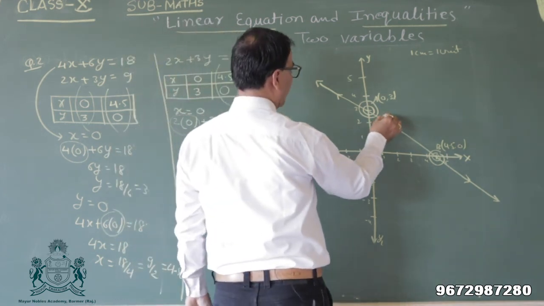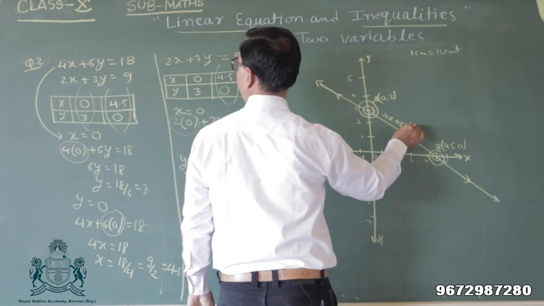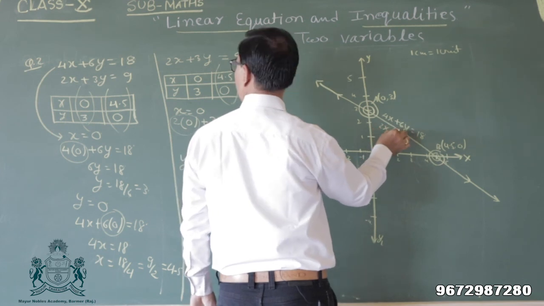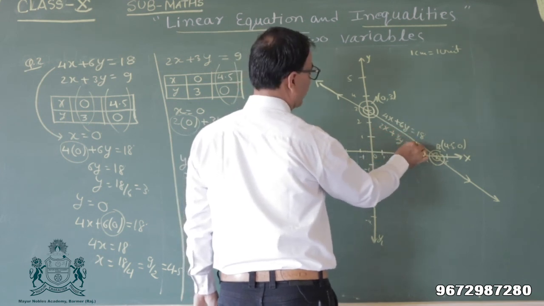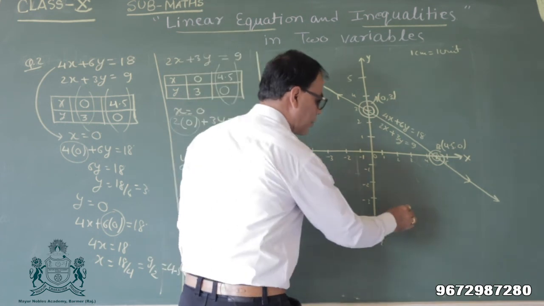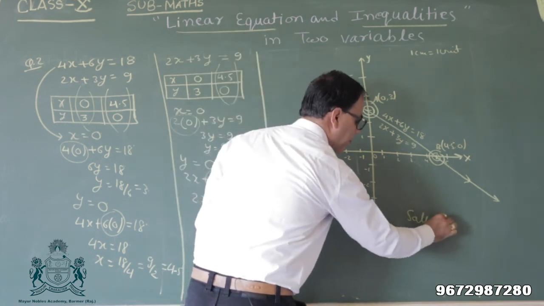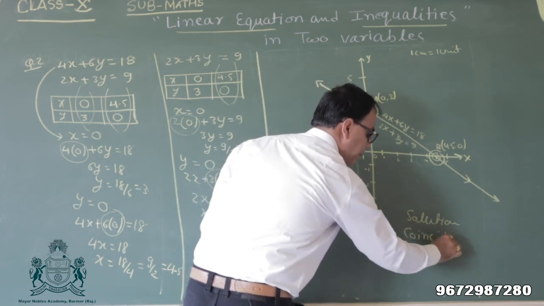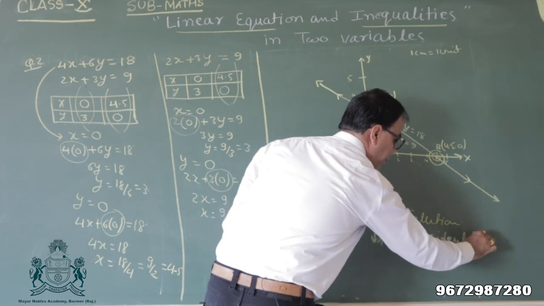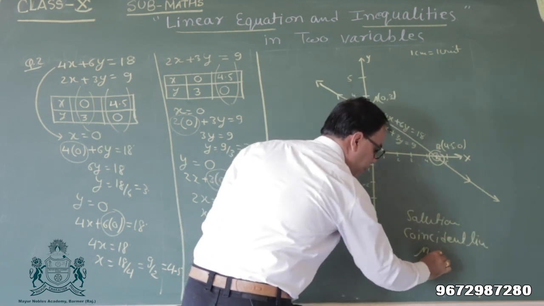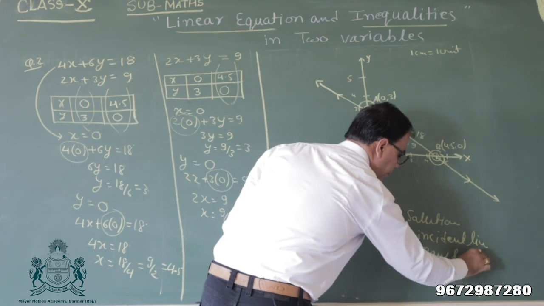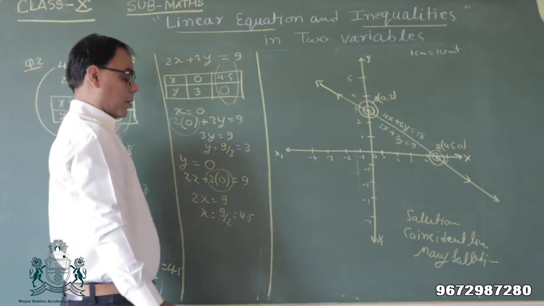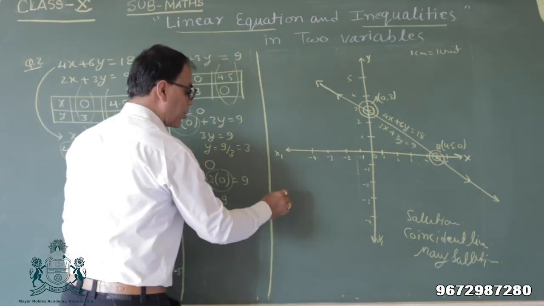First equation, 4x plus 6y equal to 18. Second equation, 2x plus 3y equal to 9. And solution, coincident line and many solutions or infinite solutions. Check using the table.